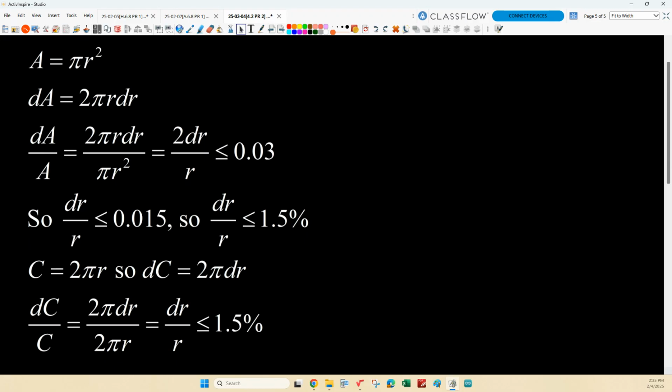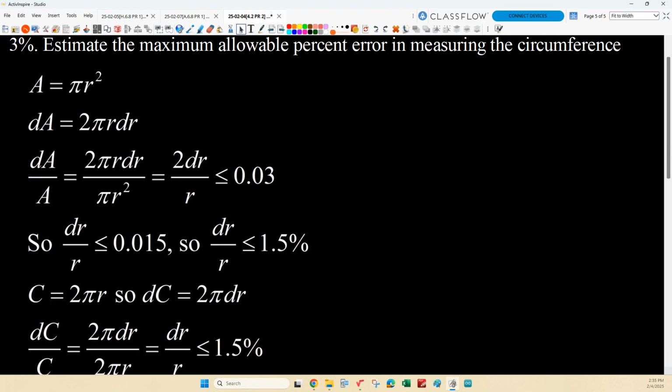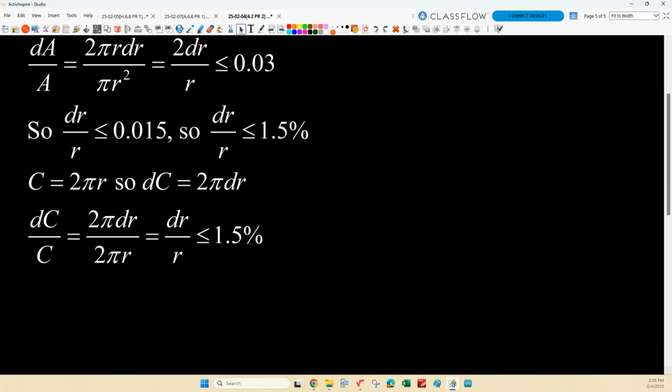But I don't know how to do it, so how would you do this one then? dA over A, right? A is pi r squared, so dA is 2 pi r dr. So dA over A is 2 dr over r, right? So I can solve for dr over r by dividing by 2. dr over r is less than or equal to 1.5%. That's not what they asked for, though. They asked for circumference, right? The maximum percent error in measuring circumference, or calculating circumference, I should say, probably, right?